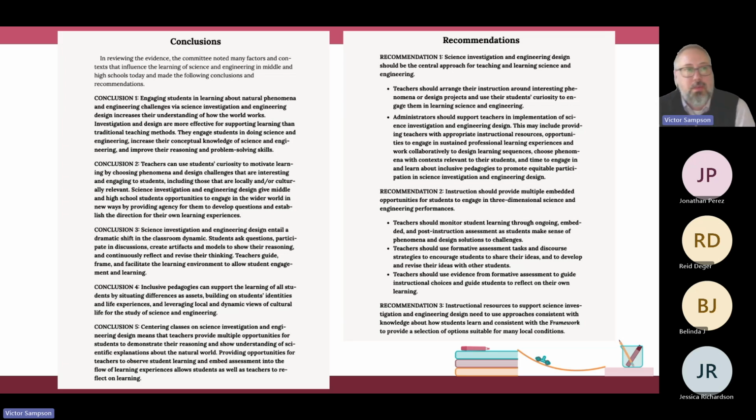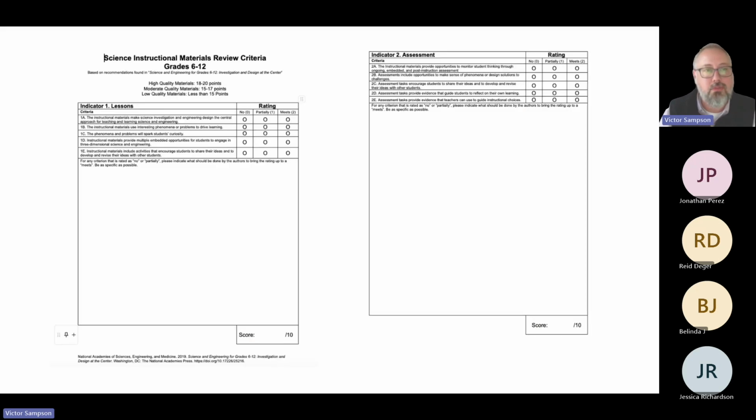You can see these recommendations and conclusions right off the bat. So I did the same thing. I took these and I boiled them down into different indicators for grades 6 through 12, based right off their recommendations. So, for example, for lessons, you can ask things like, does the phenomenon spark students' curiosity? And that's important for motivation, right? Do they have opportunities to engage in three-dimensional science and engineering, right?